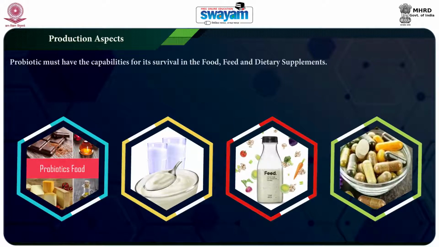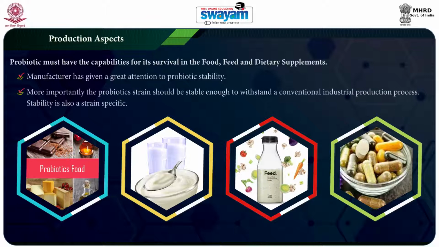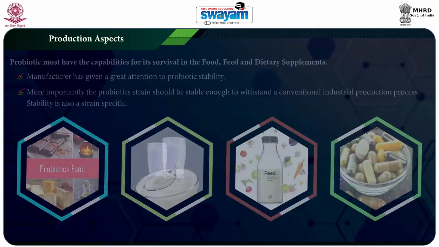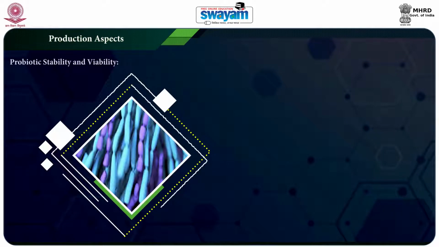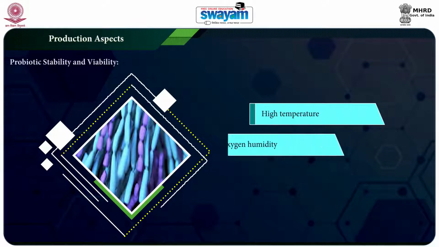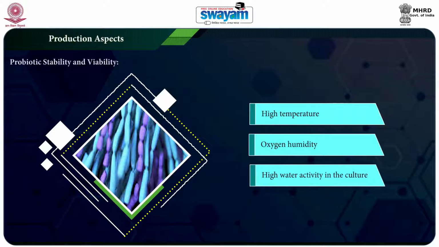The third criteria is probiotic stability and viability. Probiotic must have the capabilities for its survival in the food, feed and dietary supplements. Manufacturer has given a great attention to probiotic stability. More importantly, the probiotic strain should be stable enough to withstand a conventional industrial production process. Stability is also a strain specific criteria. Probiotic stability is affected by high temperature, oxygen, humidity and high water activity in the culture.